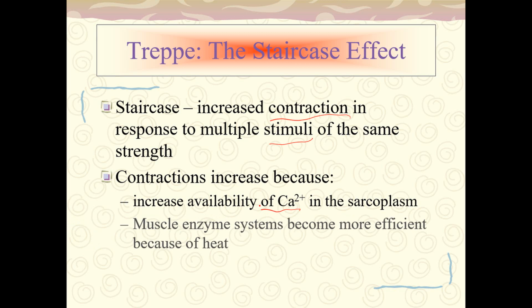Another reason is that as ATP is hydrolyzed, heat is a byproduct. So as you keep contracting and relaxing, heat is going to be released. We haven't gone over the enzymes, but it shouldn't surprise you that throughout this whole contraction period, there are enzymes that catalyze these reactions. So as we hydrolyze ATP, more heat is released. Those enzymes are going to become more efficient.